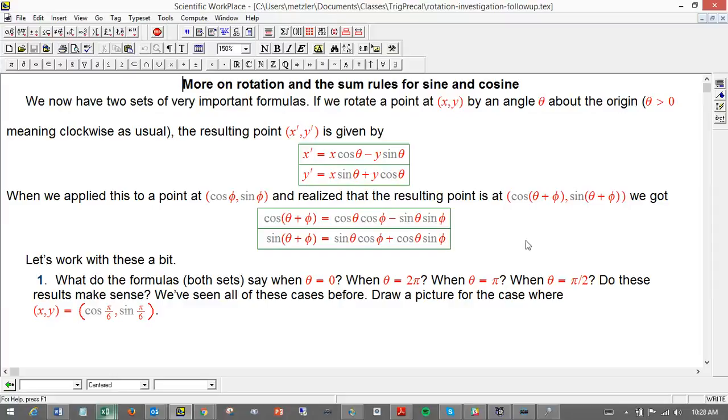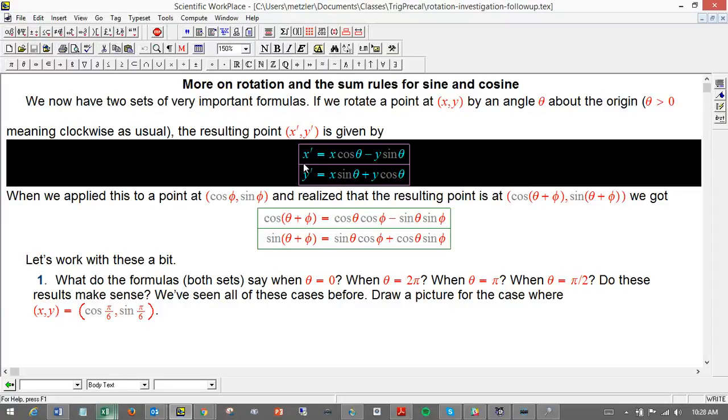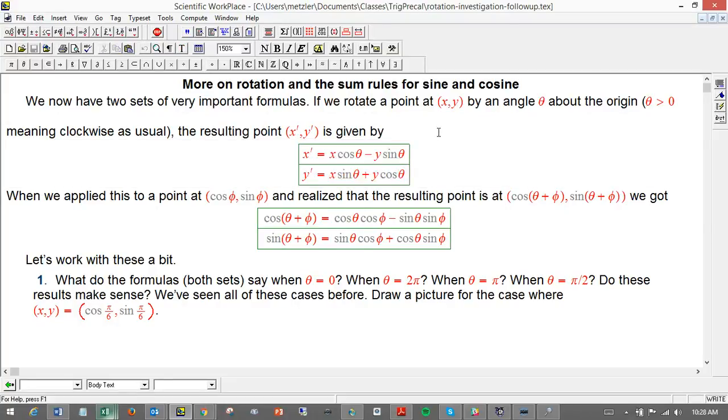Let's do a couple quick examples of using the rotation formulas. These are two of the four really big formulas that we derived in class, similar to what I'm going to ask you on this homework. So follow along, and the homework should be a lot more straightforward.